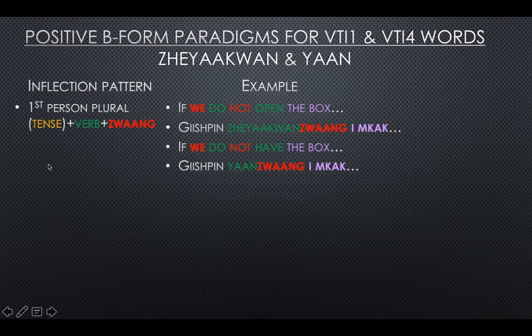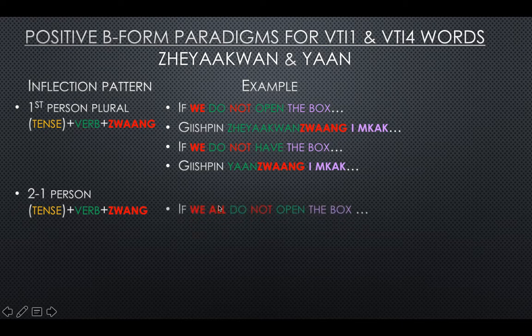Moving on to the second person plural here. So instead of zwang at the end, we're using a different ending. So if we all do not open the box. I'll give you a few seconds to come up with that one on your own. We're not dropping anything. We're just putting everything in the right order here. So gishpin for if, and then the verb, the suffix, and then your inanimate stuff.